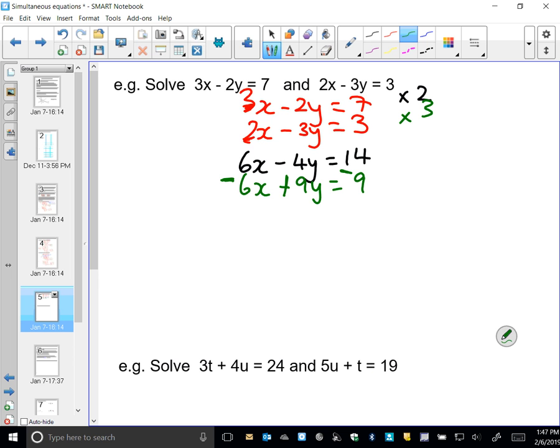Are you happy with that, Natanya? Yeah. Anyone else that wasn't happy with multiplying by -3, you're good now? Yeah? So now they are different signs, I can put a box around them and ditch them.